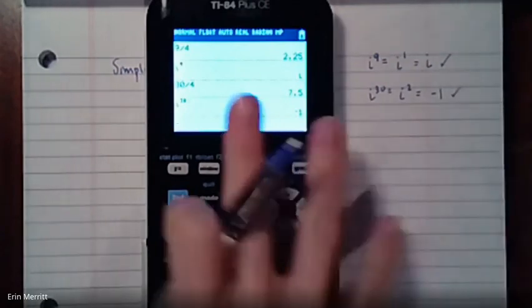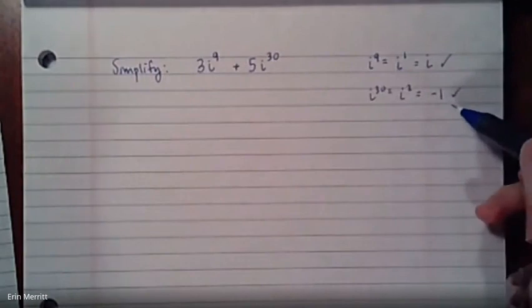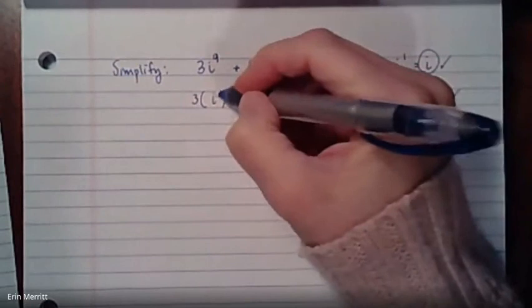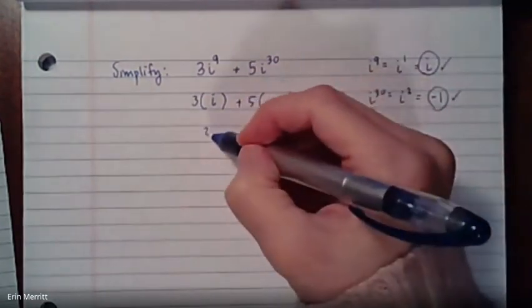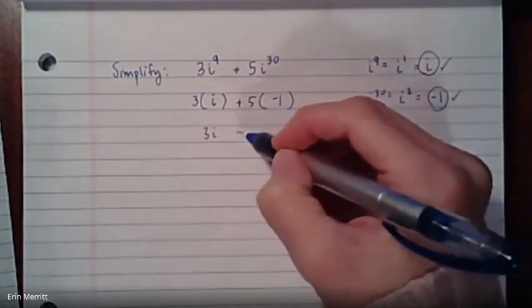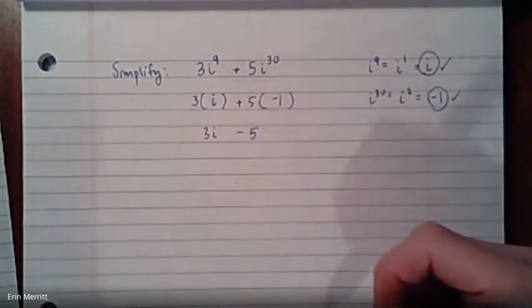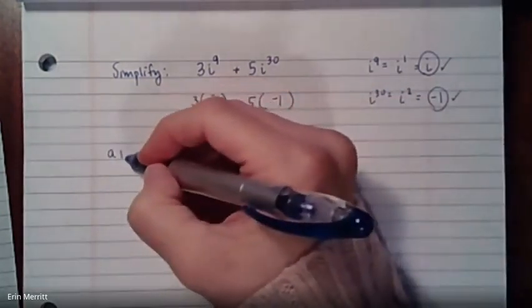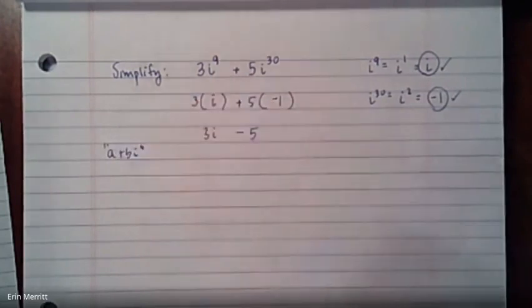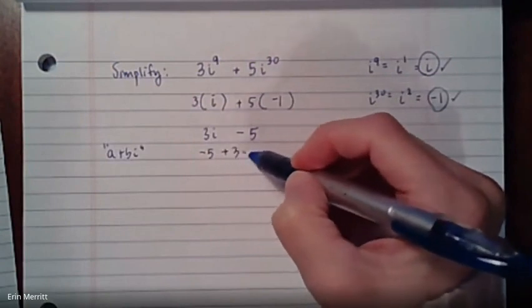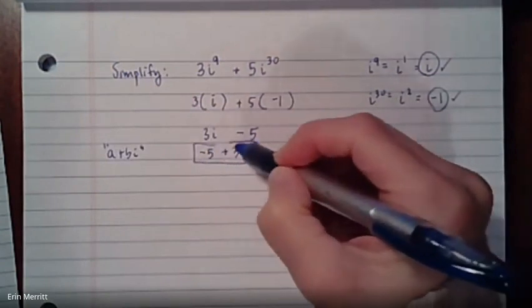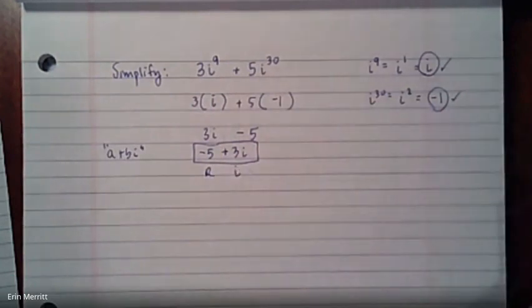That checks out. All right, now to simplify, we're just going to substitute in. So this would be 3 times i, and then plus 5, and in place of i to the 30th, I'd put a -1. And so then this would give me 3i, and then 5 times -1, minus 5, which is perfectly acceptable. But if the question says write it in a + bi form, which is a lot of times what it will say, we would just rearrange the order and write it as -5 + 3i. So here's the real piece, and here's the imaginary part of it.